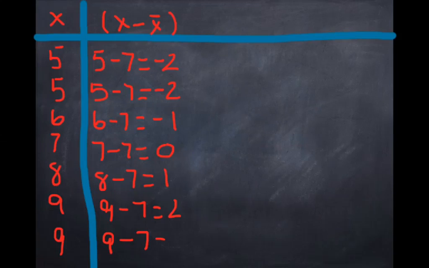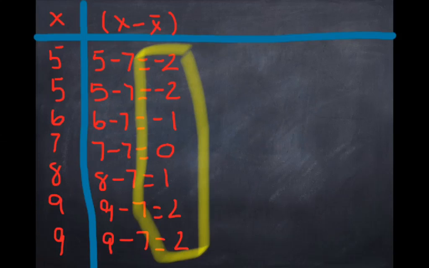9 minus 7 equals 2. And so let's just pause and look at these differences here. If you take note, these differences are called deviations. What they are telling you is the distance that each value is from the mean. Also take note, the sum of these differences is equal to 0, which does us no good.